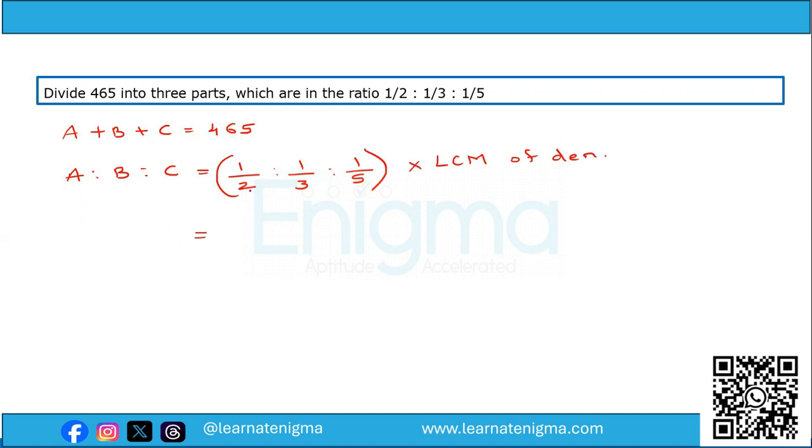Now, the denominators here are 2, 3, and 5. So, therefore, the LCM will be 30. So, therefore, 1 by 2 into 30 is to 1 by 3 into 30 is to 1 by 5 into 30. So the ratio comes out to be 15 is to 10 is to 6.